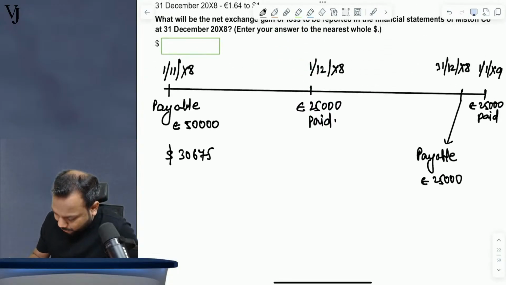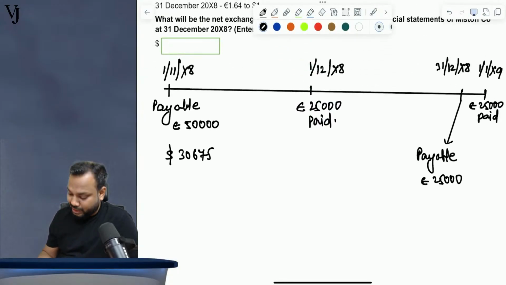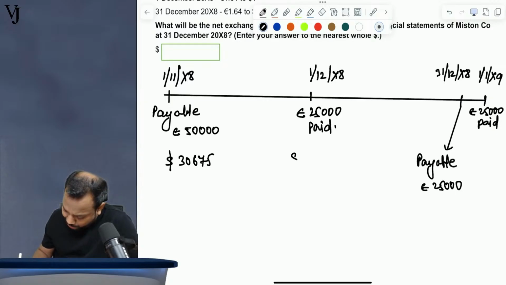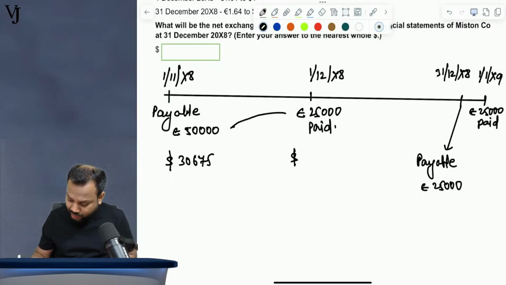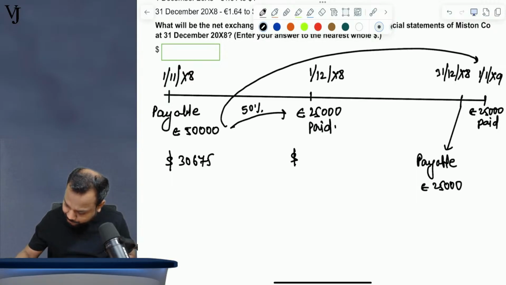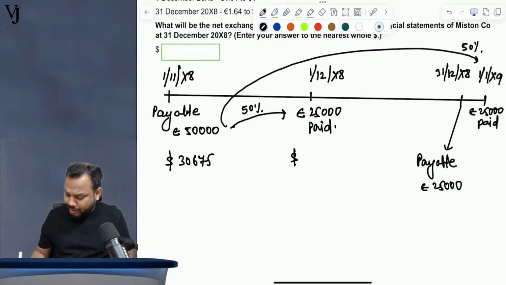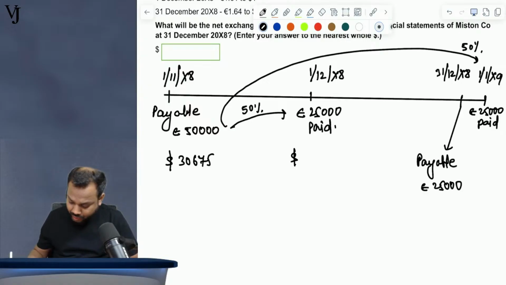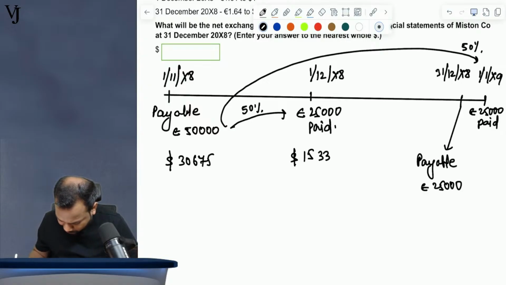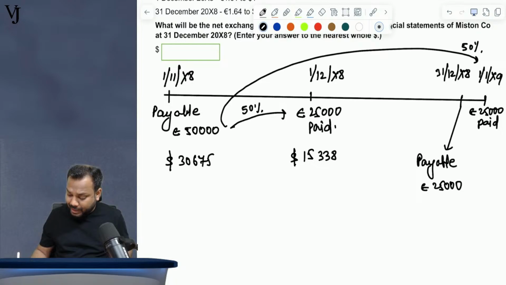Now, on this date, tell me, what is the dollar payable that we have recorded? We are paying 50% of it, right? We are paying 50% here, and 50% here. So what is the dollar payable that we have recorded? 30675 divided by 2. We have recorded 15338 as what should be paid. But now tell me, what is the amount that we are actually paying?